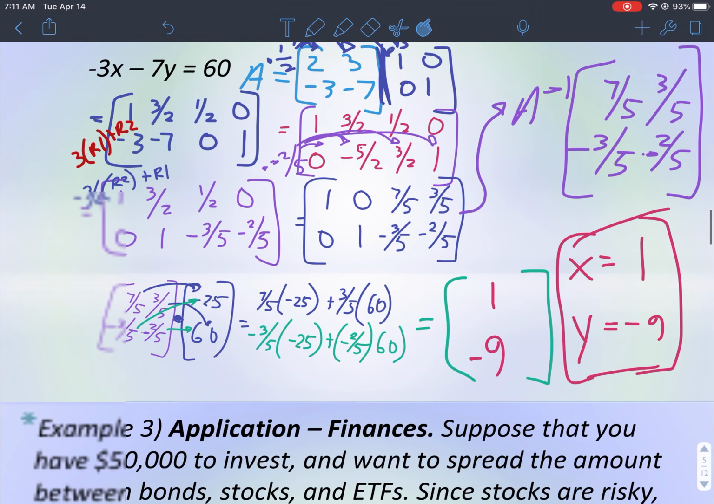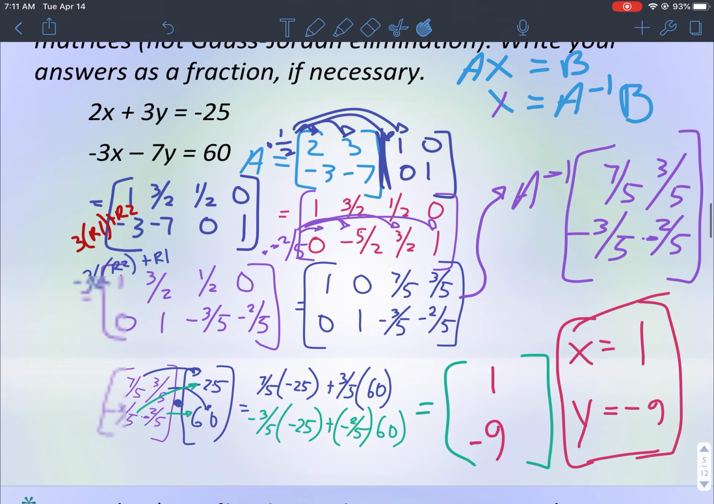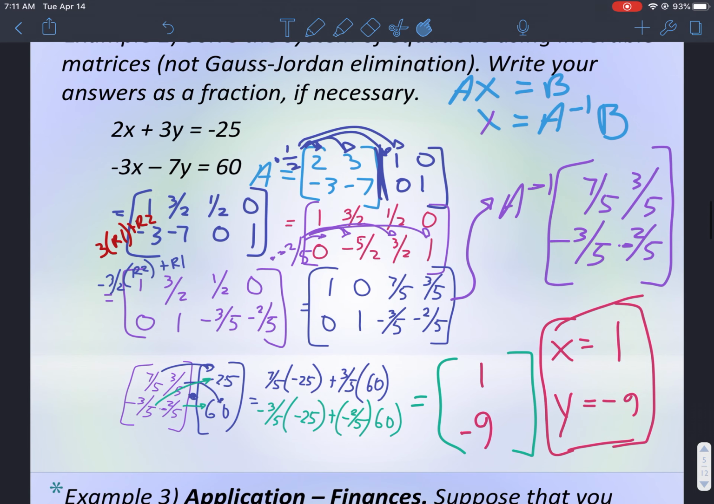And we're done. So this is now a way to solve a system using inverses and a matrix equation.